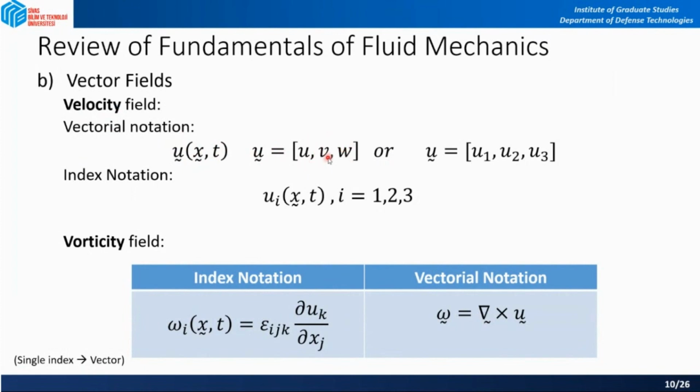So I can show this u tilde by its three components, either u, v, w or u1, u2, u3. Okay? So you need three numerical values to describe the physical property of that substance, if it is a vector. And what you see in here as a vectorial notation, we can replace with the index notation.